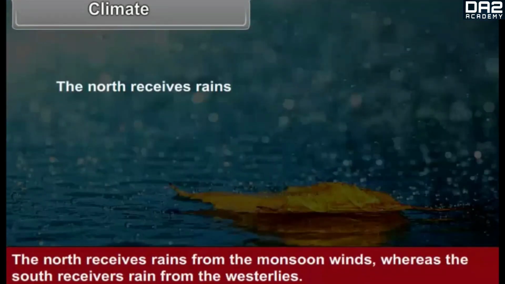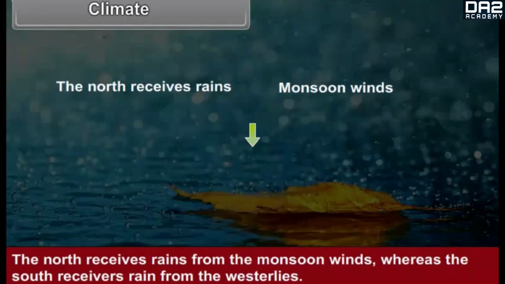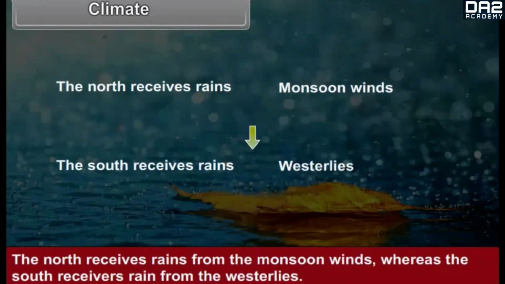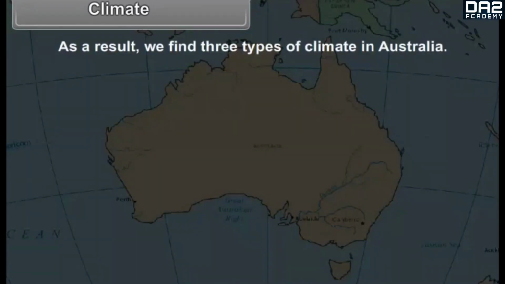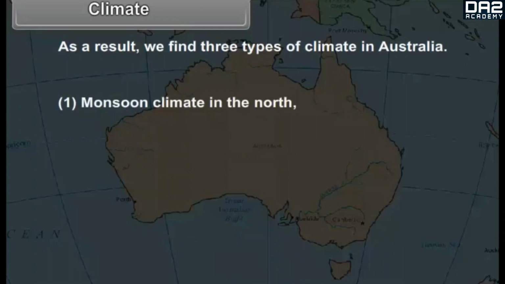The north receives rains from the monsoon winds, whereas the south receives rain from the westerlies. As a result, we find three types of climate in Australia. Number 1, monsoon climate in the north.